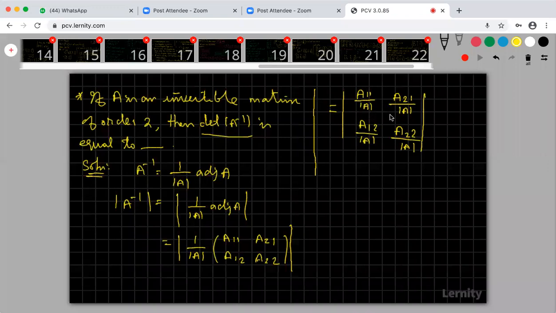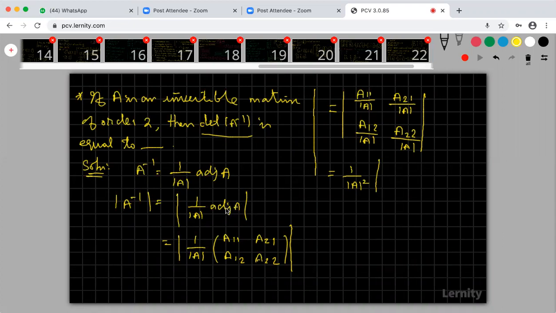In this first row, 1 by determinant A is common. Here also 1 by determinant of A is common. If any one row or one column has a common value, we can take it outside. Therefore, in the first row and the second row there is 1 by determinant of A, so we can take 1 by determinant of A the whole square outside.